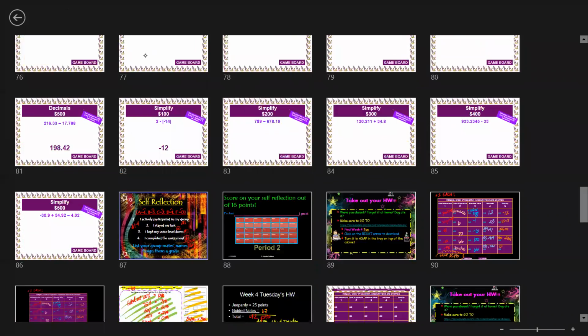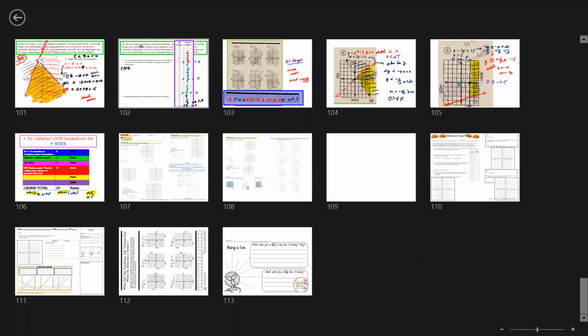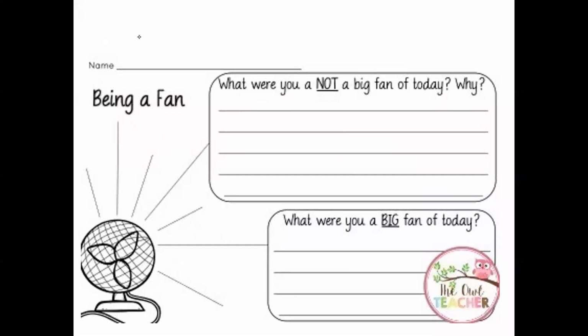All right, you guys, if you are done with that, make sure you spend the rest of the time completing this. Your exit ticket today is going to be the following. What were you not a big fan of today and why? And what were you a big fan of today? So you can write this anywhere on your white guided notes.